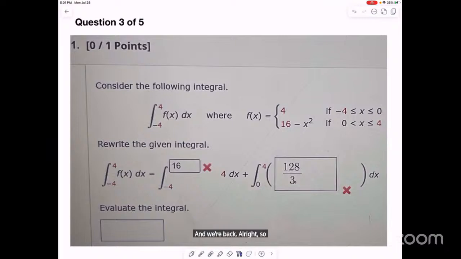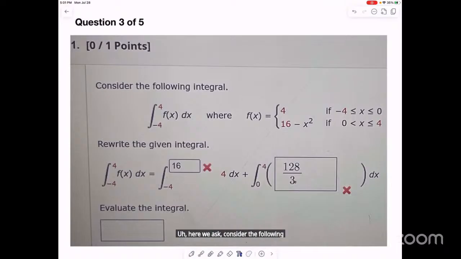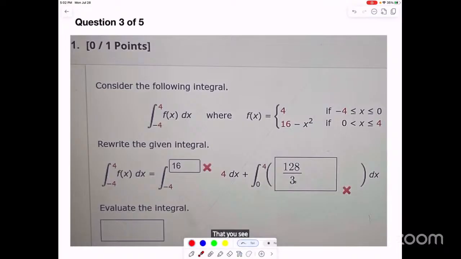Greetings, YouTube. Beautiful mind here for the third installment of a series of 5 questions from calculus. Again, these questions tend to be centered around taking an integral. Here we ask, consider the following integral, where x goes from -4 to 4 of f of x dx, where f of x is this piecewise function that you see here. Rewrite the given integral and then evaluate.